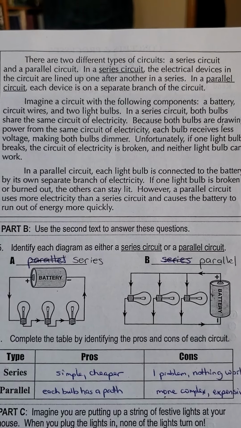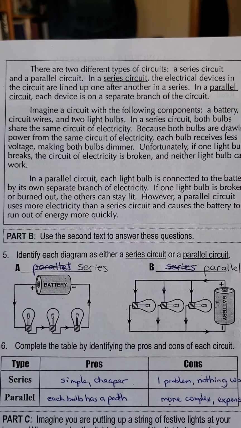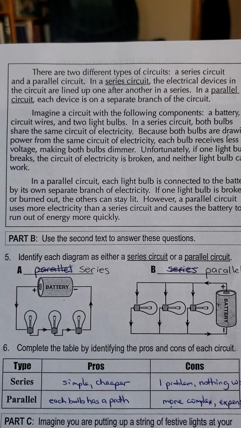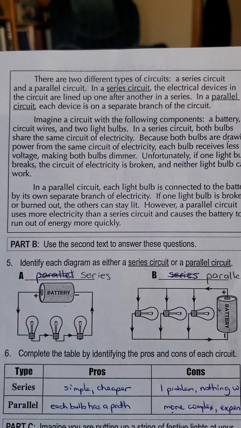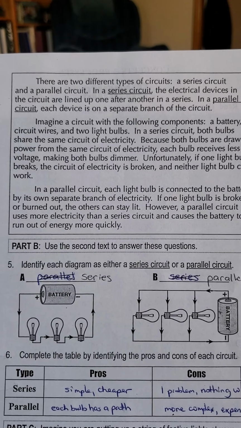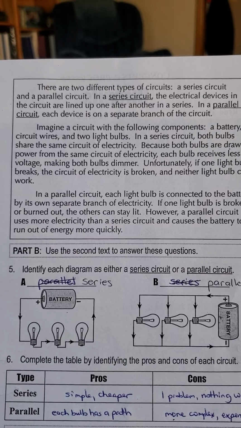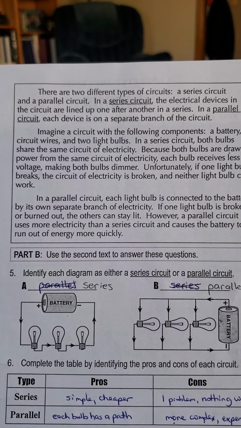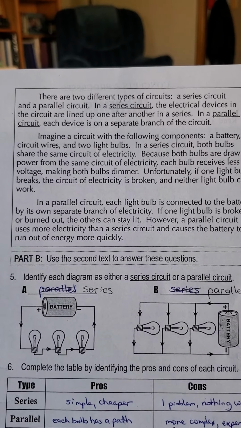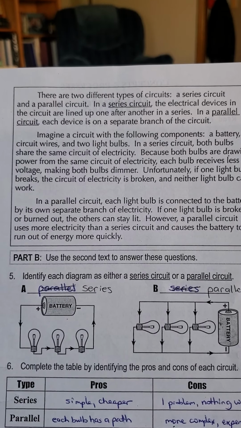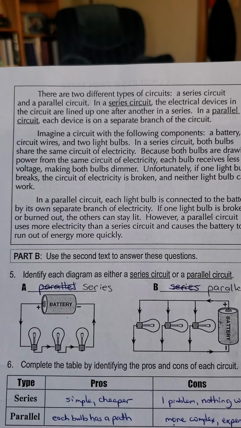Imagine a circuit with the following components: a battery, circuit wires, and two light bulbs. In a series circuit, both bulbs share the same circuit of electricity. That means they're on the same path. Because both bulbs are drawing power from the same circuit of electricity, each bulb receives less voltage, making both bulbs dimmer. Unfortunately, if one light bulb breaks or the circuit of electricity is broken, neither light bulb can work.